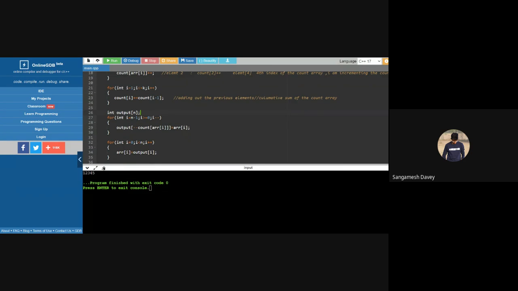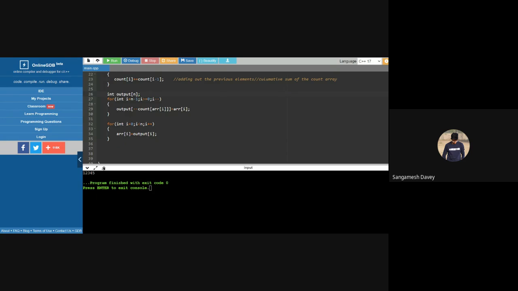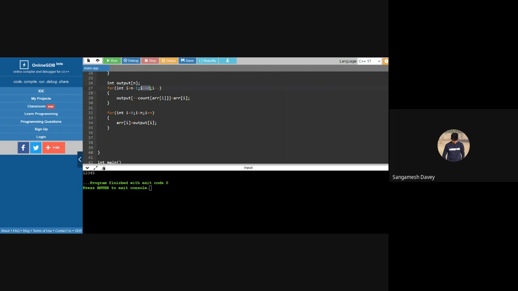Now see here. Now I have the output array, and the size is the initial array's size, correct? Output array's size is the initial array size. Now, from the last element I'm iterating, till the first, with the loop I minus minus. Look at this. Output of count of first, minus minus, right?